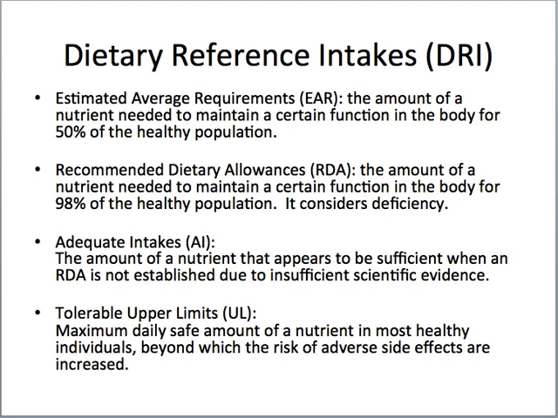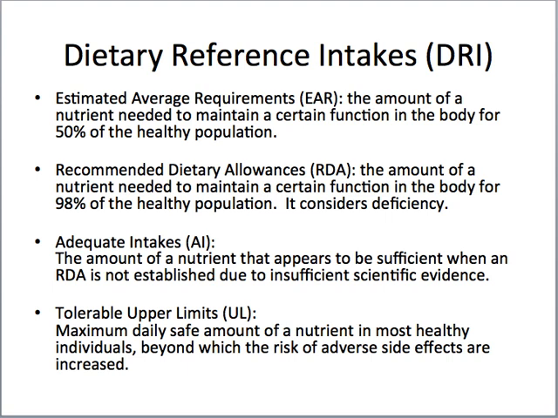So daily recommendations are based upon dietary reference intakes, and dietary reference intakes include estimated average requirements, recommended dietary allowances, and adequate intakes. Essentially, these are established by sufficient scientific evidence. The estimated average requirement is the amount of a nutrient that's needed to maintain a certain function in the body for 50% of the healthy population. If we have more scientific data, we're able to establish RDAs, which cover 98% of the healthy population.